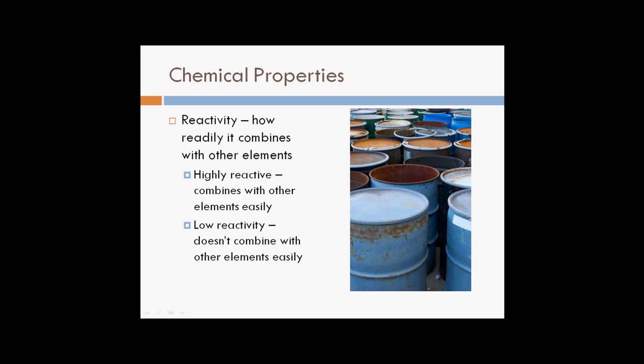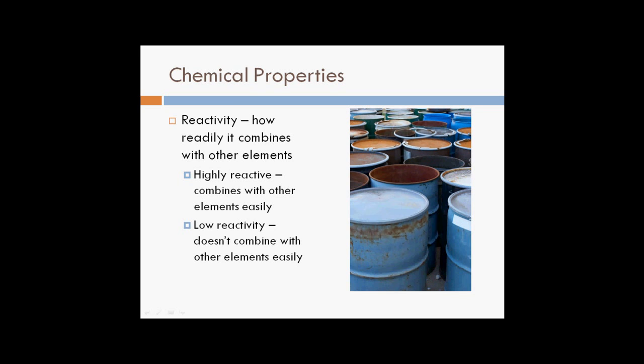Another chemical property is reactivity, how readily it combines with other elements. Now, one of the most reactive elements that we have is oxygen. It's highly reactive. It combines with other elements easily. Think about things like rust on iron or tarnish on silver. Those are examples of combining oxygen with another element.